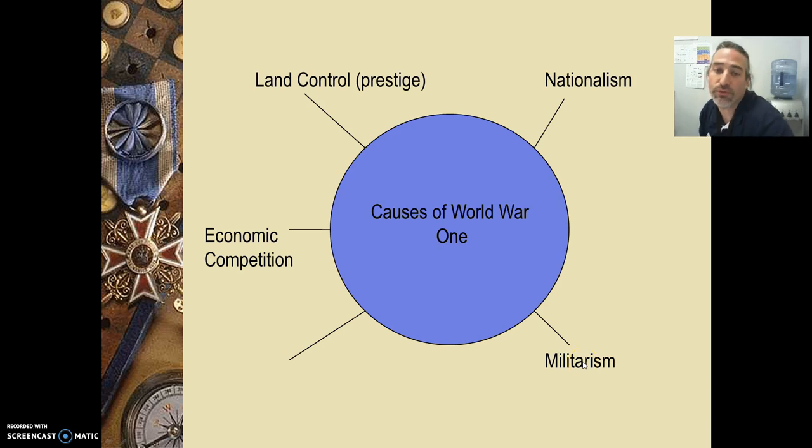Militarism is the fourth cause of World War One. That's the buildup of weapons over a short period of time. Weapons are really only good for one thing, and that's fighting.